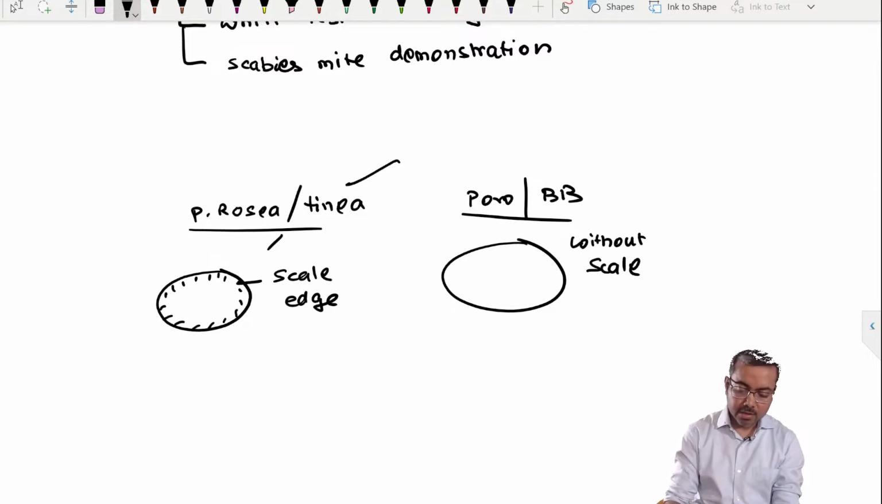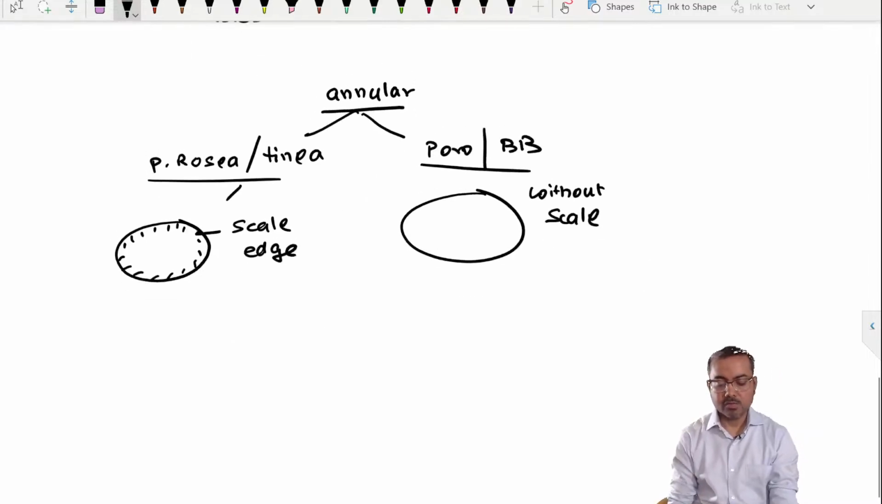Both are annular lesions. All four are annular lesions. One is with scale on the edge, one is without scale on the edge. So BB Hansen, porokeratosis, you don't have to know too much about porokeratosis. It's basically a keratinization disorder where you get a ring-shaped lesion with a central clearing. There's a bit of heightened keratotic edge on the periphery in porokeratosis. BB Hansen is borderline Hansen.